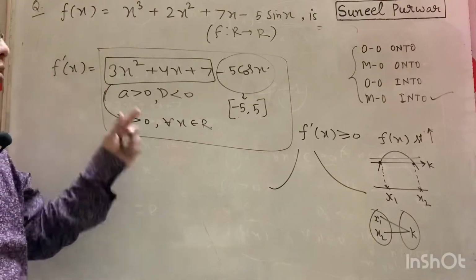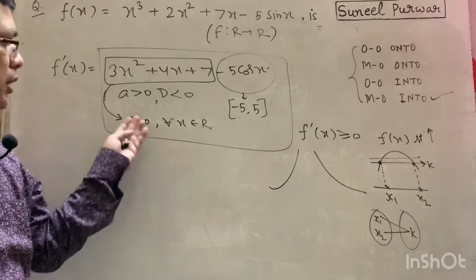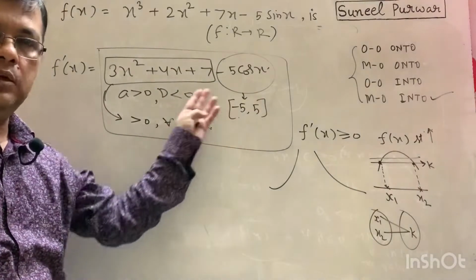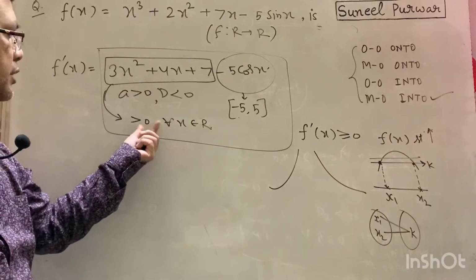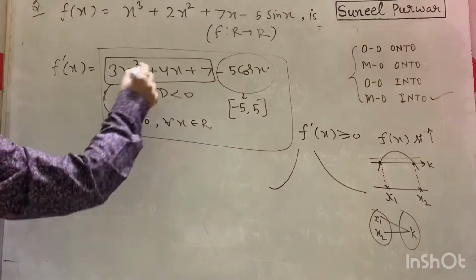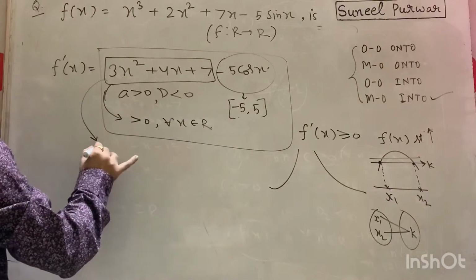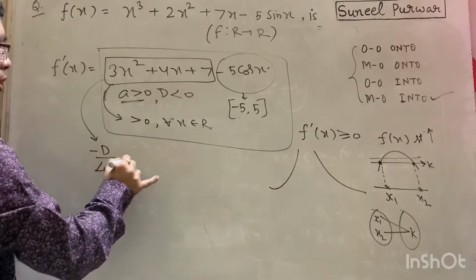So f dash right now looks like it is having both kinds of possibilities. F dash can have positive values as well as negative values, okay? Because this is quadratic, no? And it is a positive value here, positive for all x. What is the minimum value? If you find the minimum value of a quadratic, it is minus D by 4a. If a is positive, minimum value is minus D by 4a.